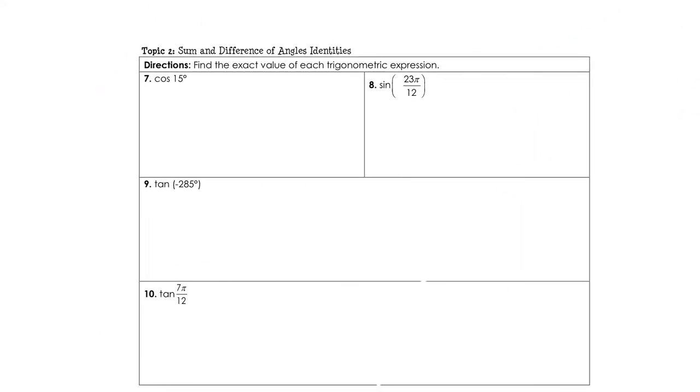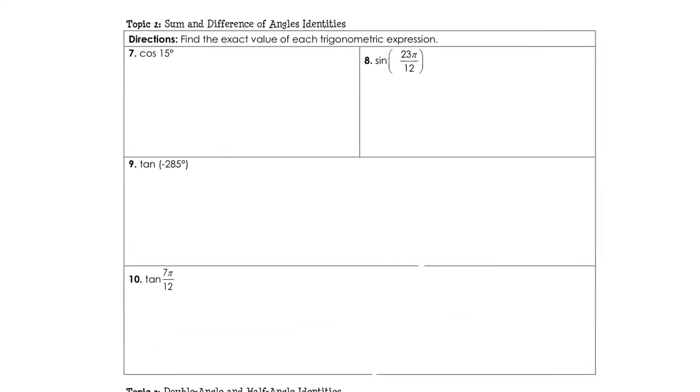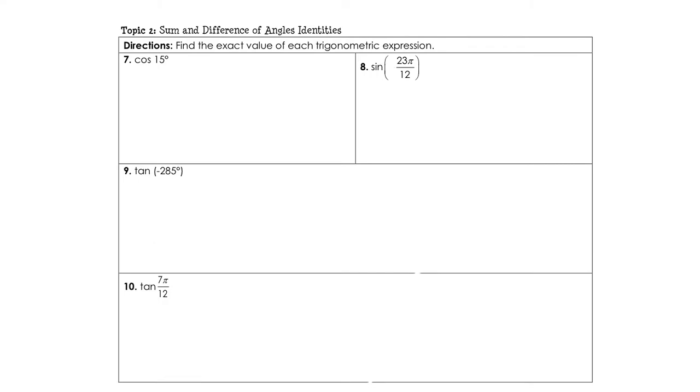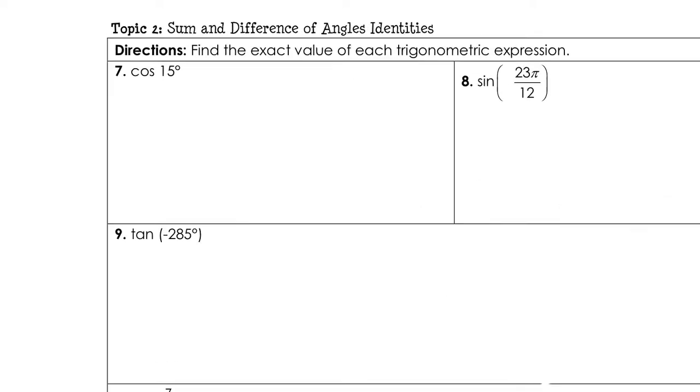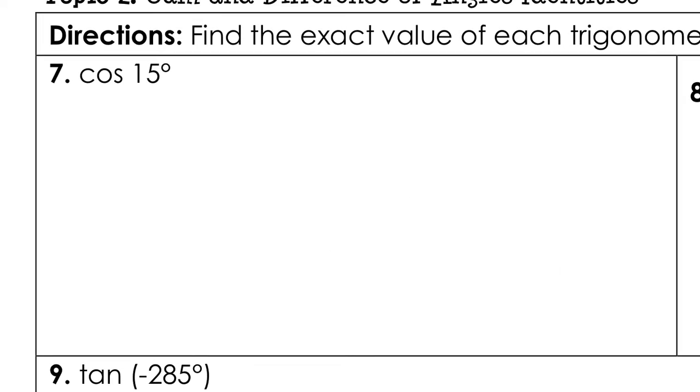So it's going to start with sum and difference of angles identities. Here are 4 problems. It doesn't tell you which one to use. Do you use sum or do you use difference? This is where you're going to have to look at your angles and decide which one is best. So say this one here, cosine of 15 degrees. If you look at your unit circle, 15 degrees is not an option, but I know that I can subtract my way to get there.